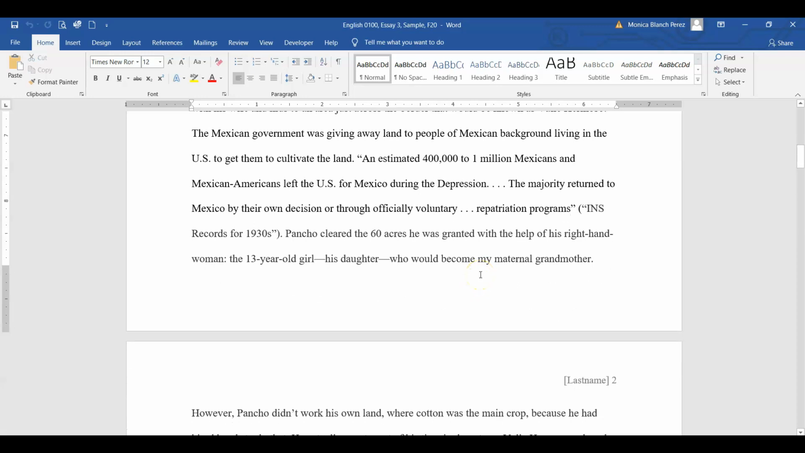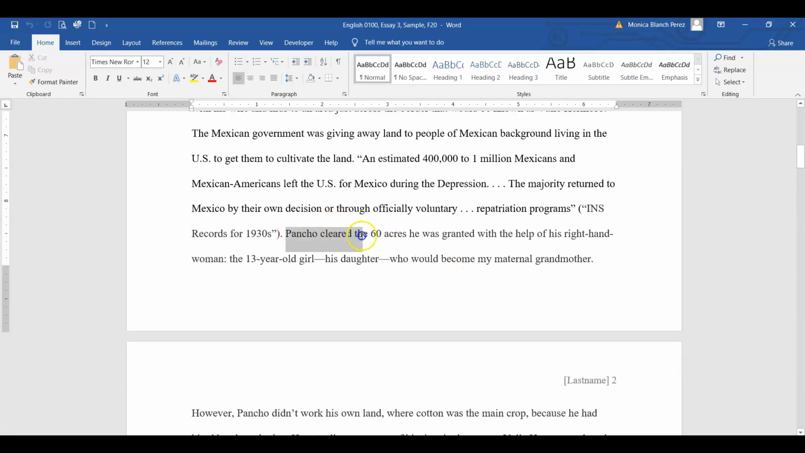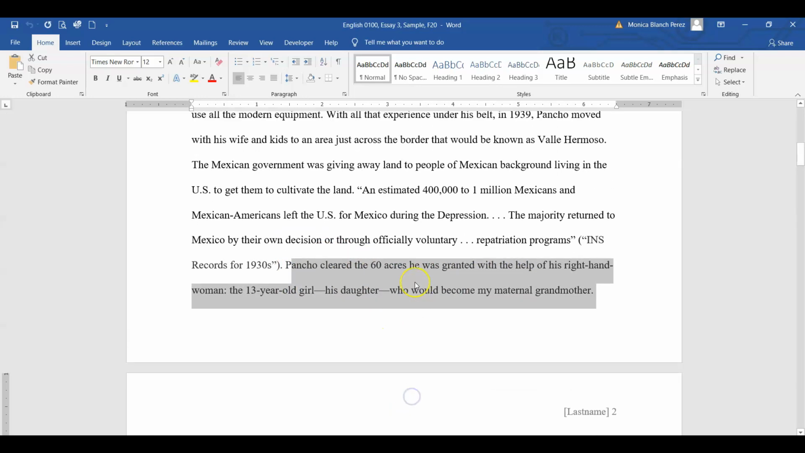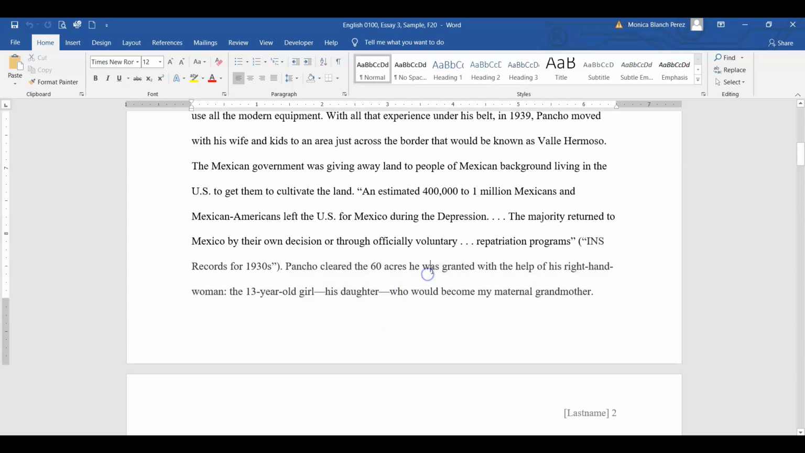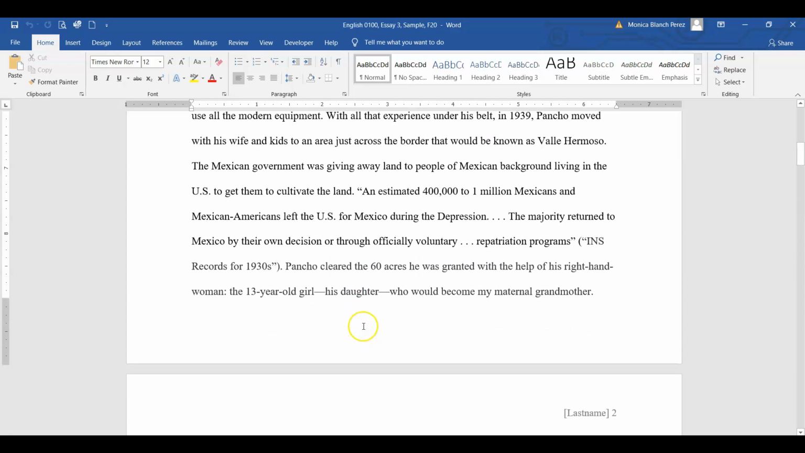So that's really important, okay? And then I kept going, Pancho cleared the 60 acres he was granted with the help of, all right, so the rest of the paragraph continues talking about his work. But this is the quote that I included. It relates to the paragraph. That's another thing. Don't put some random quote that has nothing to do with your paragraph, right? No. What I wrote here is something related to what I'm talking about. Okay.